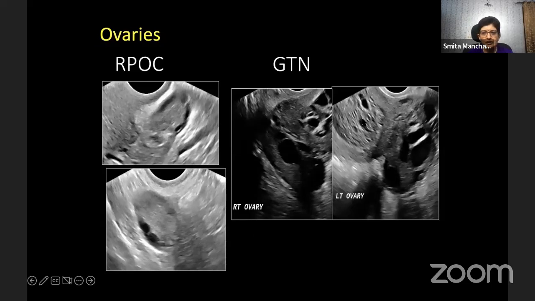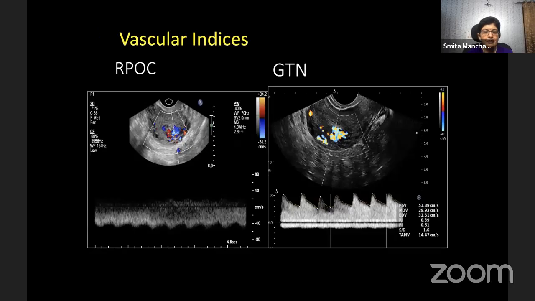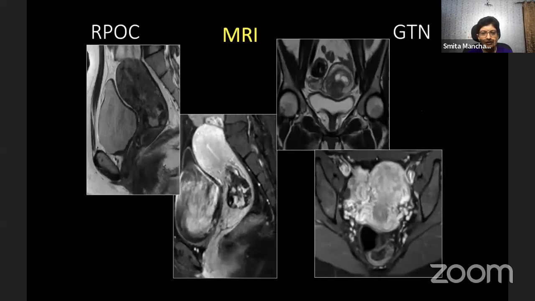RPOC ovary is normal; in GTN theca lutein cysts may be seen, or multiple large follicles may be seen. Vascular indices, generally both will have a low resistance flow, not much difference. PSVs are higher in GTNs. RPOCs again within the endometrial cavity. So here you can see in the post contrast also, they are enhancing to some degree, but predominantly it is the blood clot and some enhancing products.